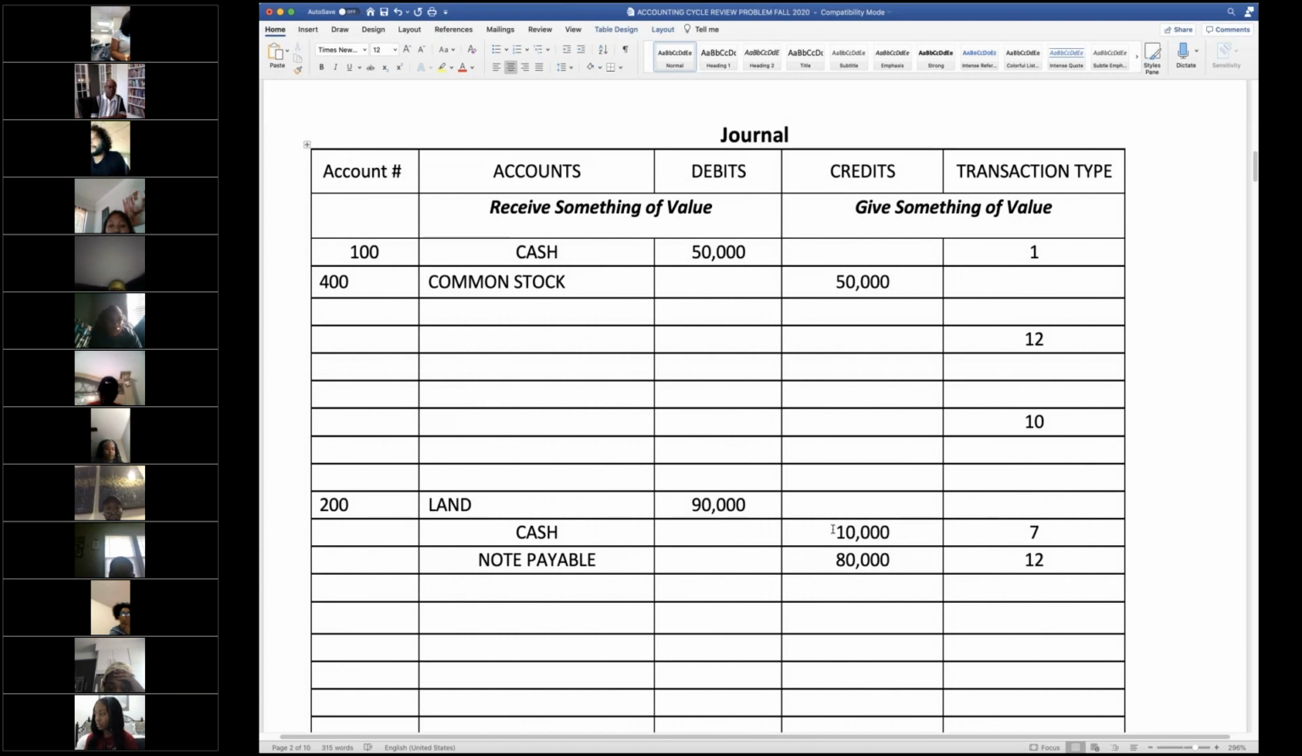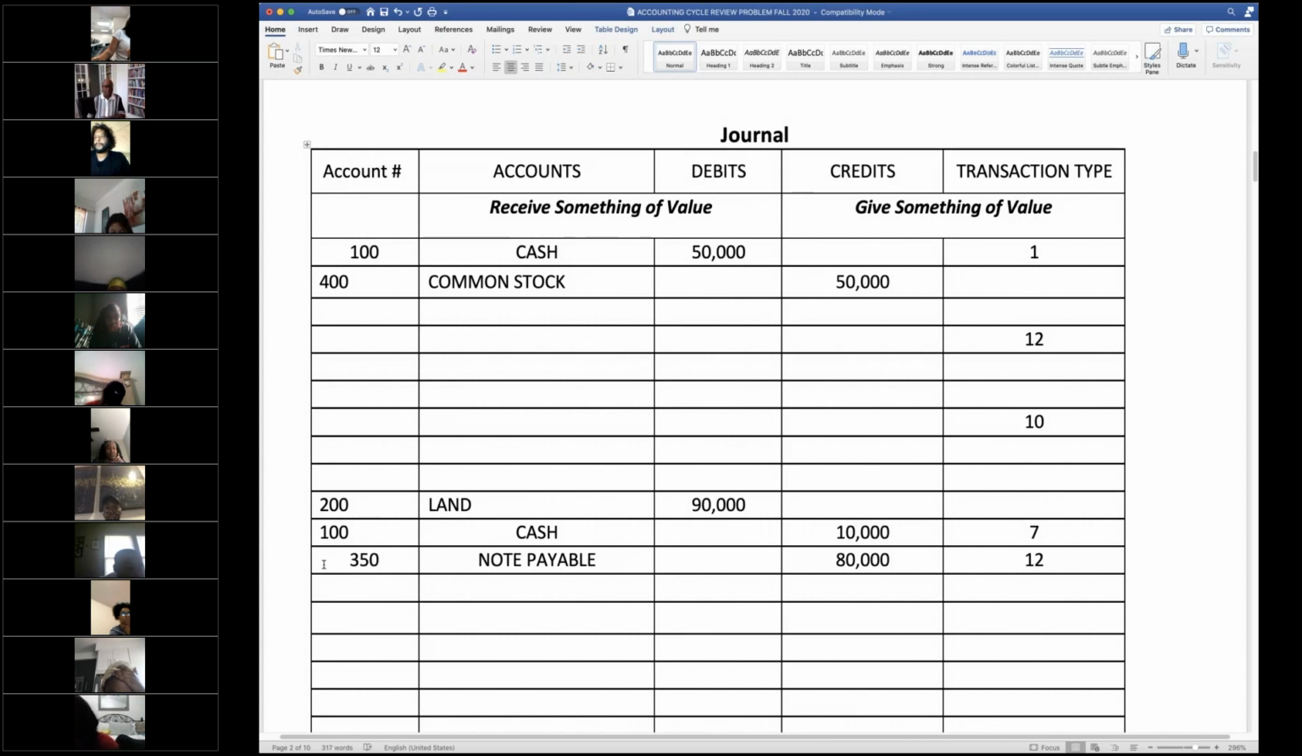We paid cash for part of it. We gave a note for the other part. So we got the land, we got something of value, we gave some of our cash away, and we signed a note for the balance. Can everybody make this journal entry now? Yes, sir.